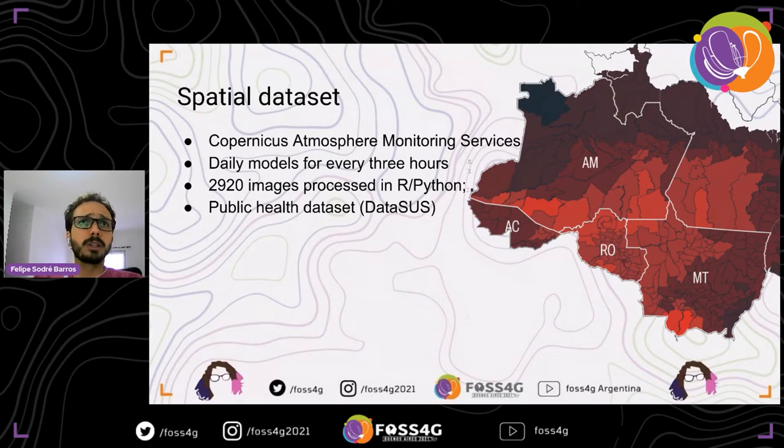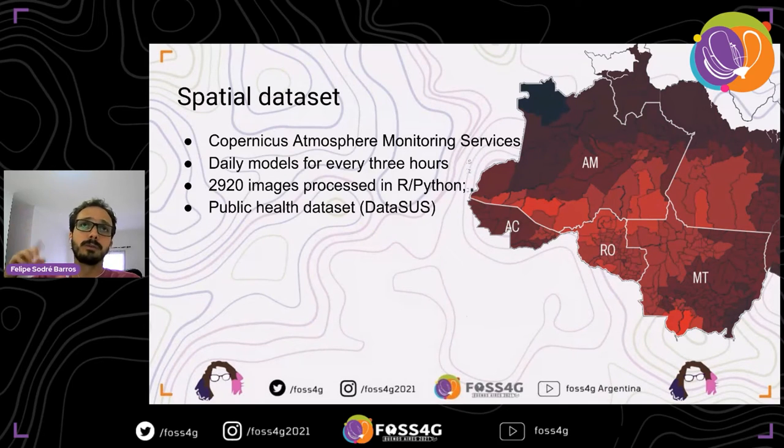So about the spatial data sets, we came up with the Copernicus Atmosphere Monitoring Service. They have a data set specifically forecasting the particulate matter, and this forecast is a huge model with a lot of input from meteorological stations. We chose it as the best one for us because of the spatial resolution and the time resolution as well. This data set runs daily models, every 3 hours, predicting up to 5 days ahead.